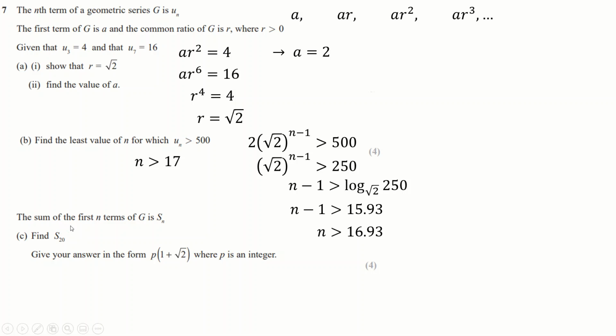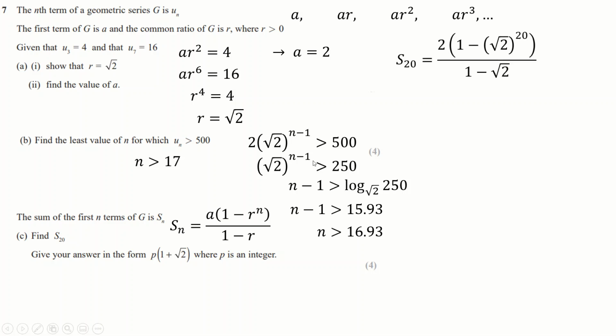Yep. The sum of the first n terms is this. Now, in the formula booklet, it gives you the sum of a geometric series. Sorry, it's this. Now, of course, we know that a is 2. We know r is root 2. We know n is 20. So this can just all go into the formula here. It wants it in this form.